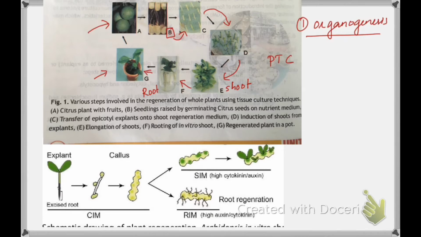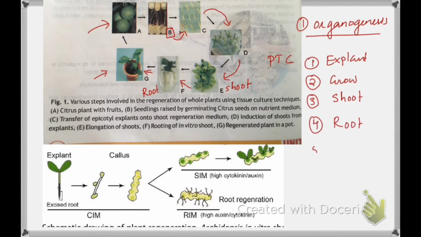So if we take the sequence here, first we take explant, then in the second step we start growing them, in the third step we generate shoot, in the fourth step we generate root, and in the fifth step we generate plantlets and we go for hardening. So the method used here to regenerate plant is through organogenesis.